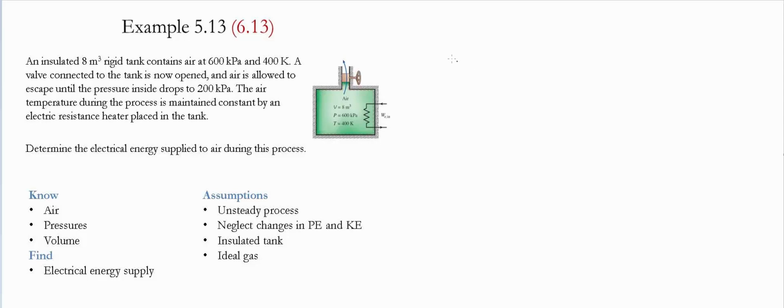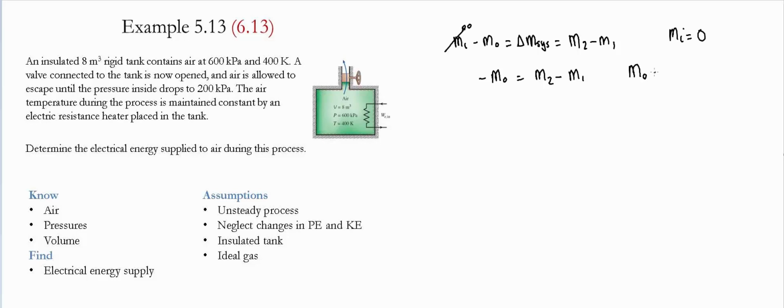We're going to start by writing the mass balance. We simply have the mass going in minus the mass leaving is equal to the change of the mass in the system. Notice that this is an unsteady problem, so the change in the mass in the system is basically the final mass minus the initial mass. Notice that in this case there is no mass entering the system because the air is allowed to leave, so mass entering is equal to 0. So this cancels out, and basically the mass exiting is equal to the change of mass, the initial mass minus the final mass.